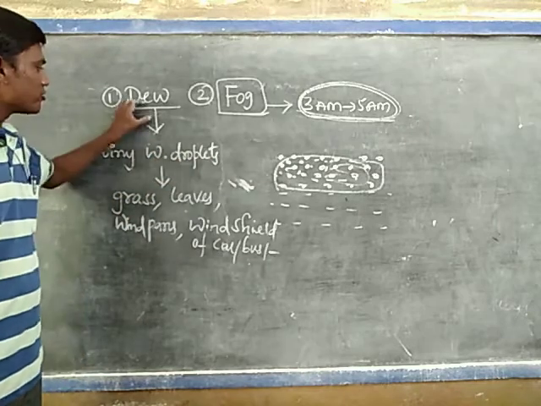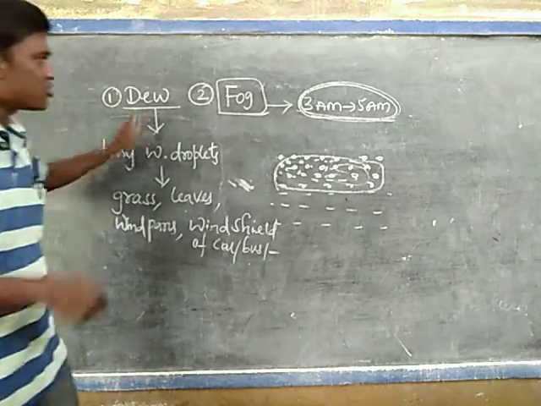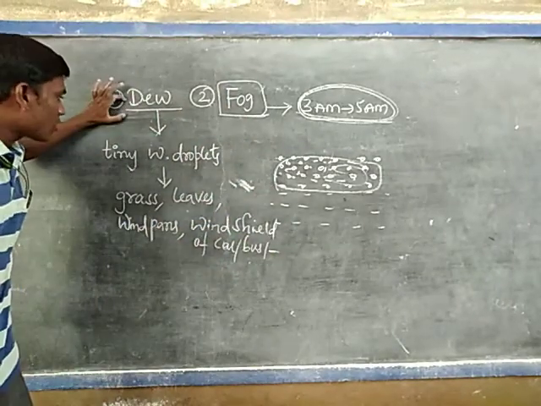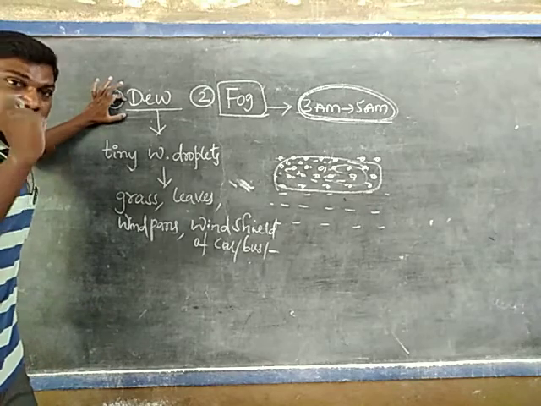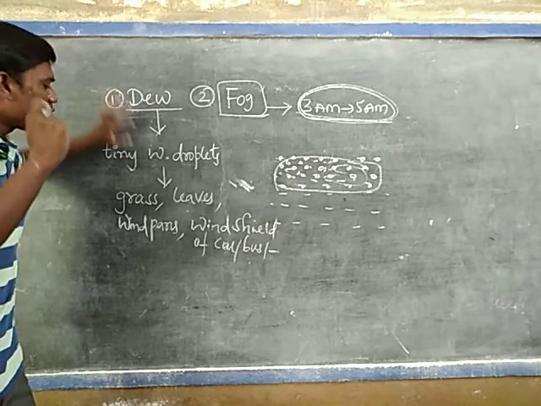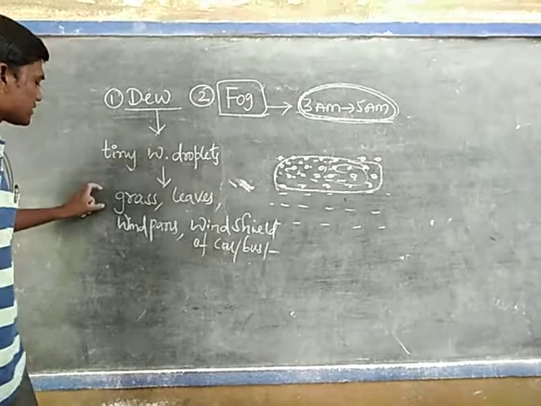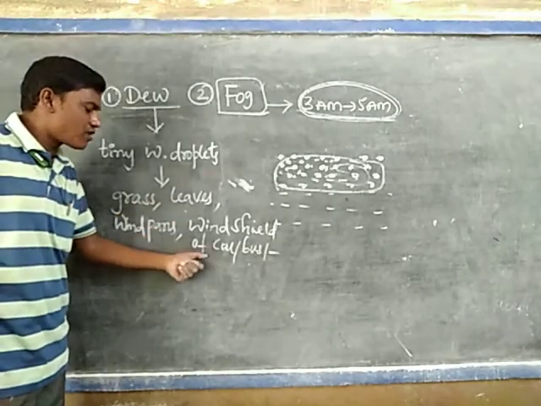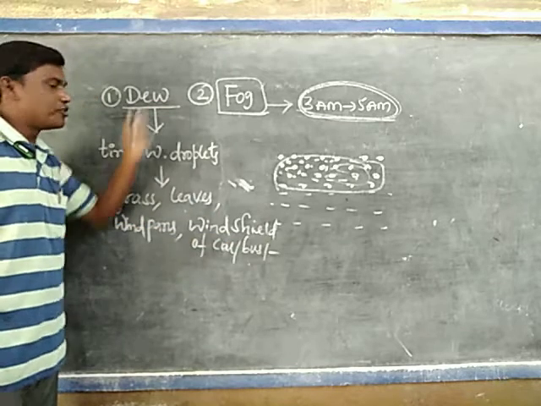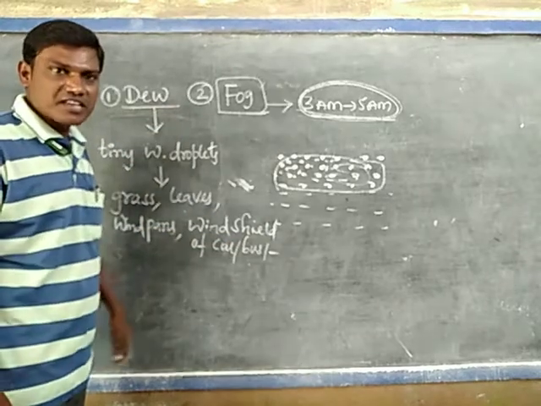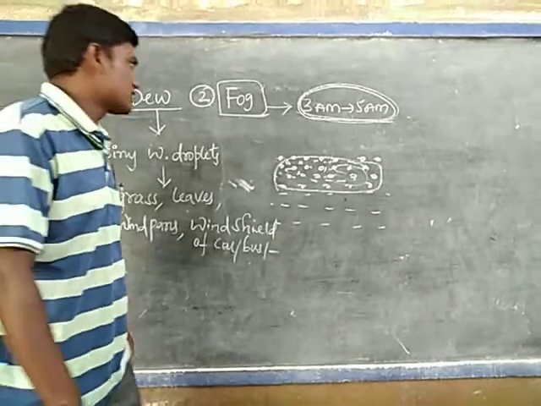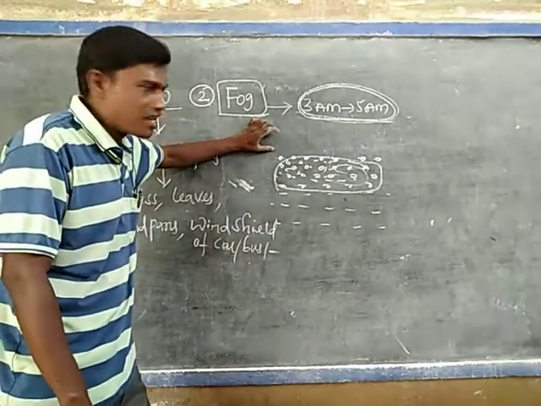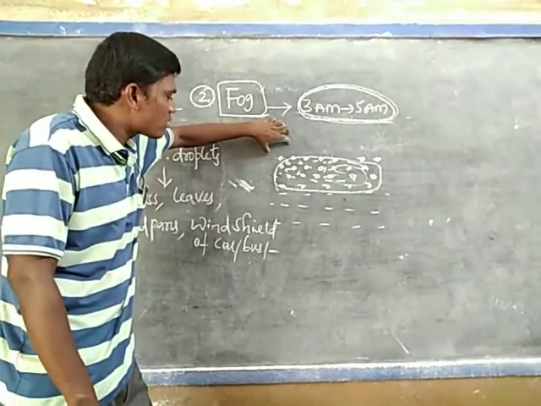That's why dew and fog are among the best examples of which process? Condensation. Dew is formed by which process? Condensation. Fog is also formed by which process? Condensation. Listen, what is called dew? During the winter season, the tiny water droplets we see on objects like grass, leaves, windowpanes, and the windshield of a car, bus or truck are called dew. In dew, which process is there? Condensation.